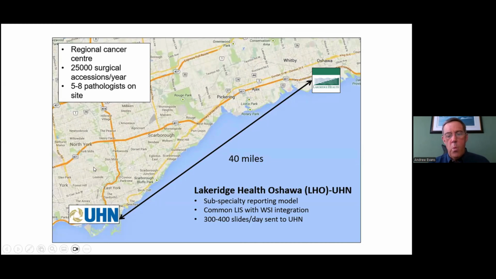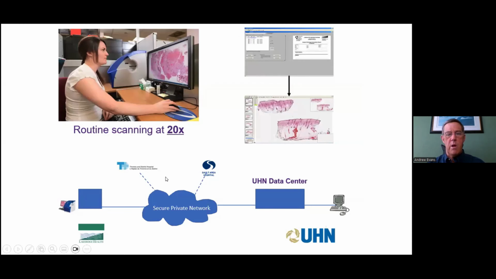Next, we move on to Lakeridge Health, a distance of 40 miles from the downtown of Toronto. We were involved in providing subspecialty coverage and helping Lakeridge Health at the time transition to a subspecialty reporting model. Once again, as with Timmins and with Sioux area projects, we had a common lab information system with whole slide imaging integration, and it was roughly 300 to 400 slides per day that were being sent to UHN at the time. And this was the architecture.